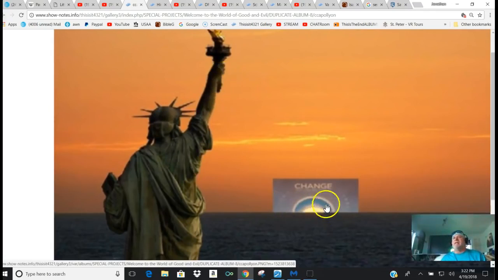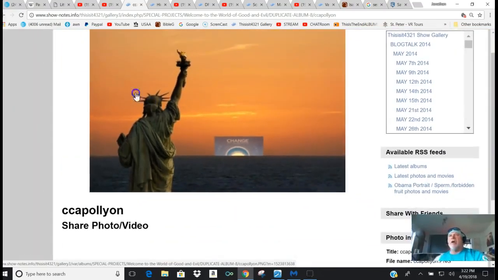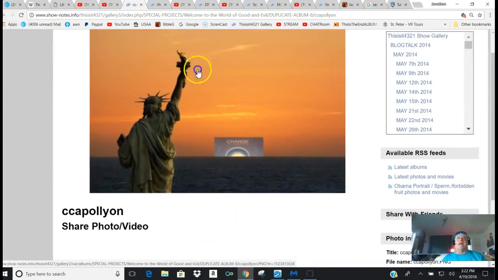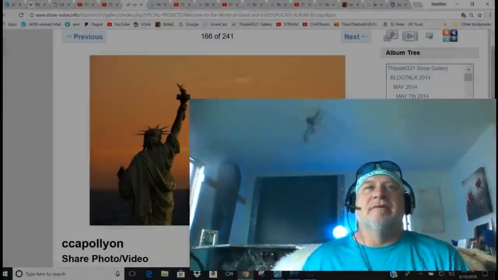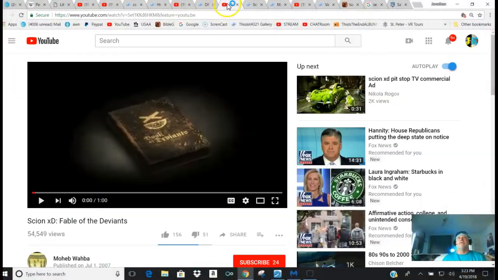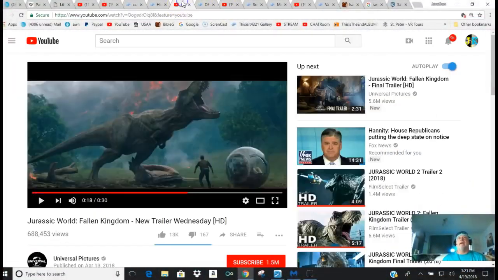And she's waiting for the sun to come up, which is a representation of the angel of the bottomless pit, Apollyon, rising up out of the pit. All this stuff is completely connected. Would you like to tie it together to the new trailer for Fallen World? Okay. This is the trailer for Fallen World.